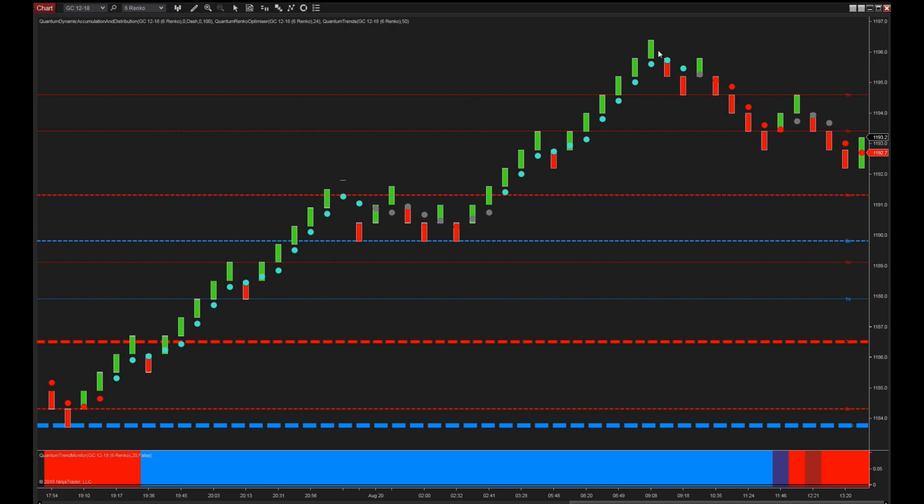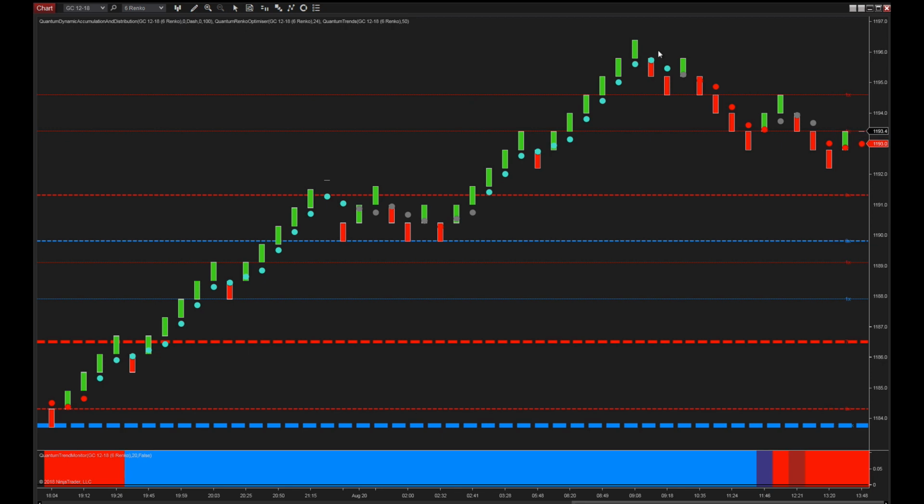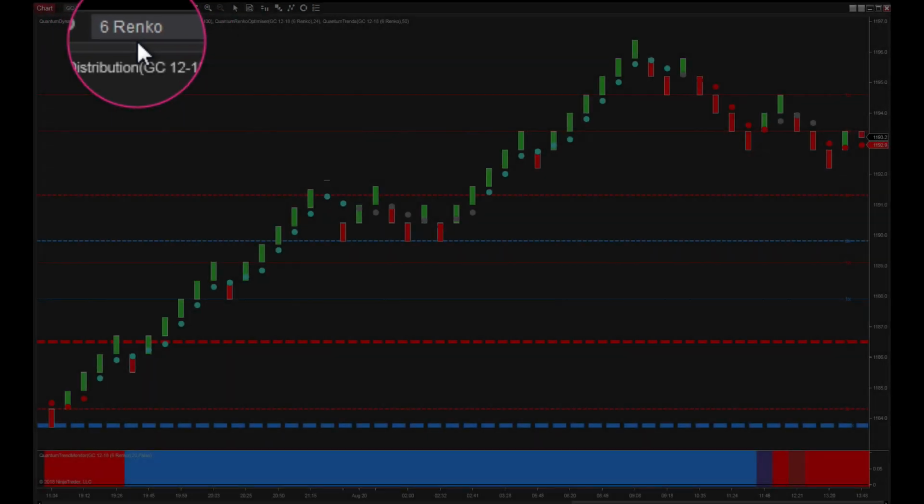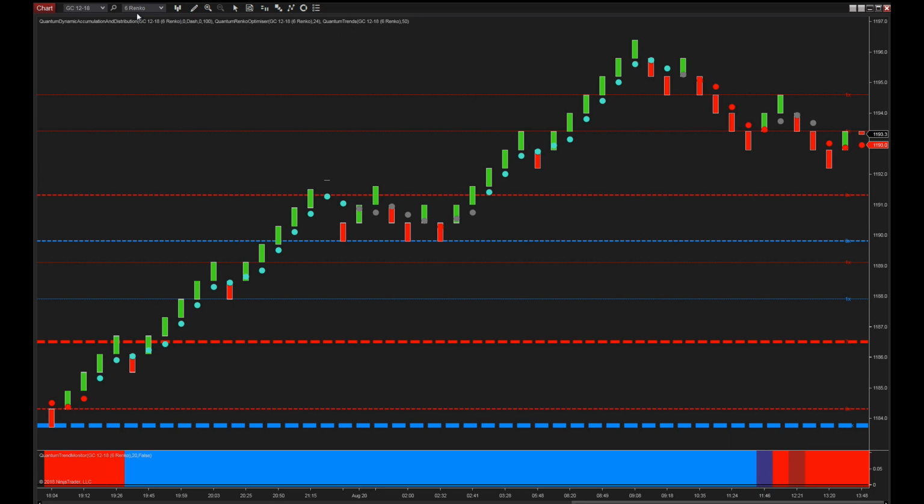We're on NinjaTrader 8 here. This is the Quantum Renko Optimizer indicator, which delivers the optimal setting for any market and any time frame. Now, as you can see up at the top left here, we're trading on 6 Renko. And as we're trading on gold, what that means is that we're trading 6 cents on the brick. So each of these bricks is 6 cents worth of dollars per ounce value of gold. I've also put one or two other indicators on here which work really well with the Renko indicator.